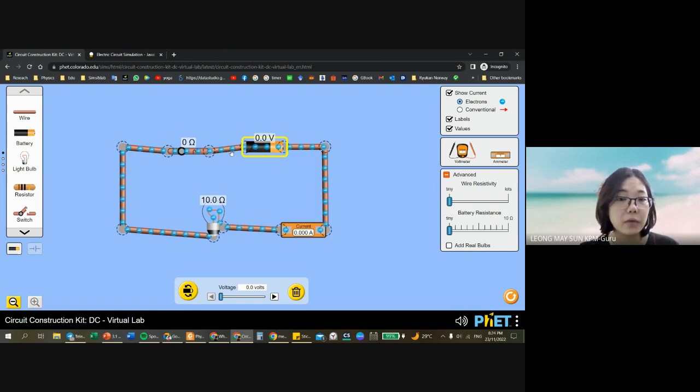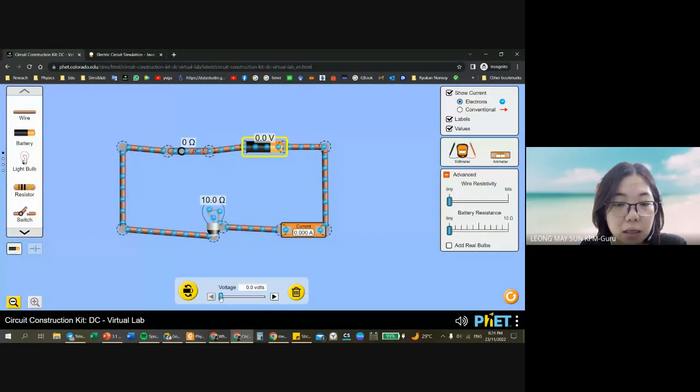Why is the current not moving? Because there's no potential difference in the circuit. When there's no potential difference in the circuit, the current doesn't flow. The electrons don't flow, there's no value of current, and then the light bulb will not be on.